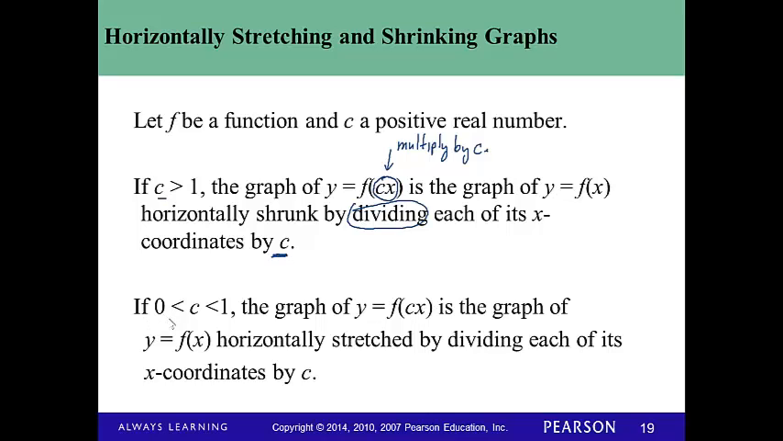And the same thing here. If c is between 0 and 1 and we are making a change on x, then we're still going to divide each of the x coordinates by c, except for now our graph is going to horizontally stretch. So if it's a change on x, if we are multiplying x by a constant, its transformation will be dividing each of its x coordinates by c.